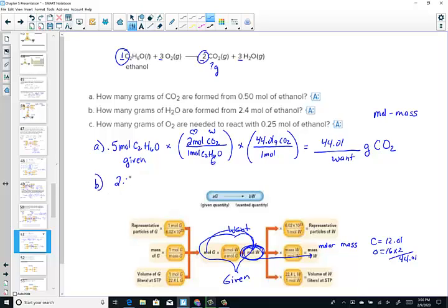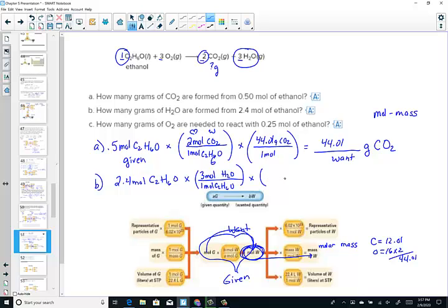Letter B gave us 2.4 moles of ethanol. But this time we wanted to know water. So with water's want over given ratio, we want to know water. Its coefficient is a 3. The coefficient of ethanol, still a 1.